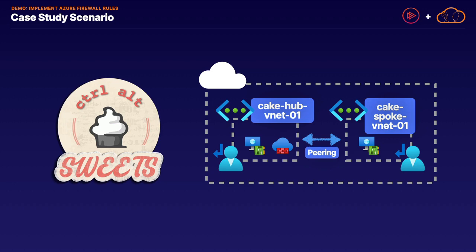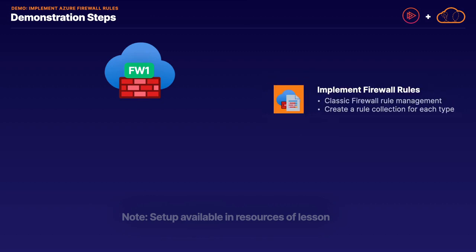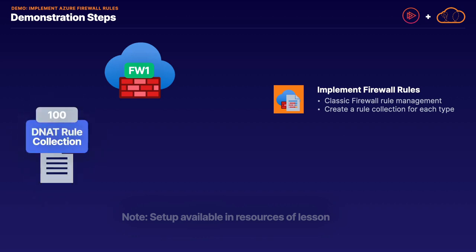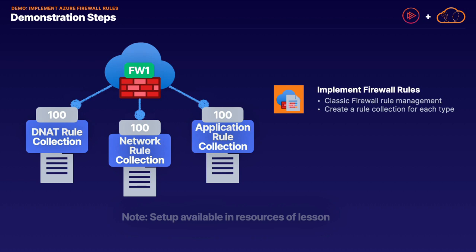Now that we know the case study scenario, let's talk about our demonstration steps. Again, we have our firewall resource inside of our hub VNet, and we're going to go through the process of actually implementing the firewall rules. Again, these are classically implemented firewall rules, so we're going to create these on the firewall resource. We'll create our DNAT rules, our network rules, and our application rules all within their own rule collections, and again, these will be on the firewall resource themselves as classically implemented rules.